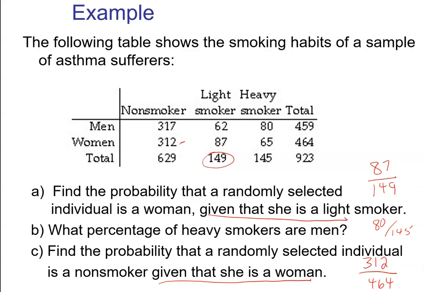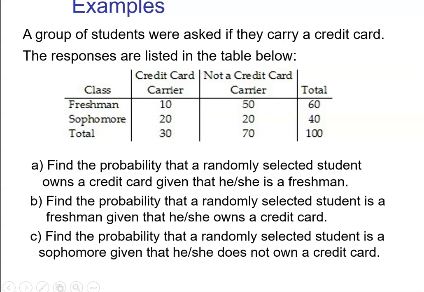All right, so let's try another example. So again, here we have another chart. A group of students were asked if they carry a credit card. The responses are listed again below. Freshmen and sophomores carry a credit card, don't carry a credit card. Again, totals. So take a minute, pause this video, try A, B, and C, and then push play when you are ready to check your answers.